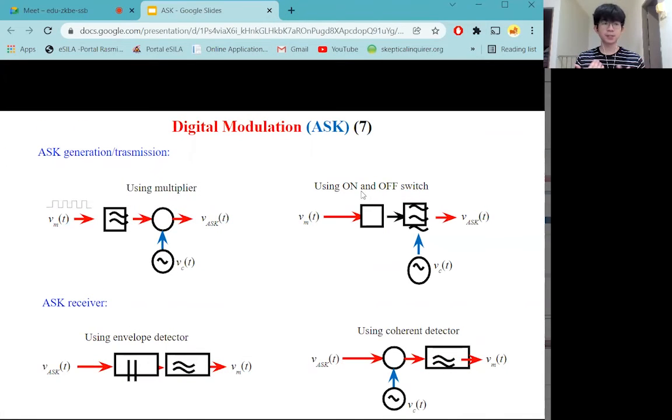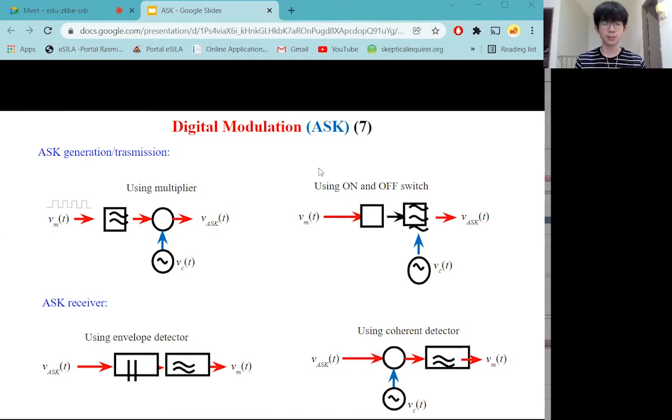So now I'll be explaining about the ASK signal generation. By using the multiplier, the message signal will go through a low-pass filter to the multiplier and multiply together with the carrier signal to be transmitted out as an ASK signal. The generation using on and off switch: when the switch is on, the message signal will go through the bandpass filter together with the carrier signal and form an output ASK signal.